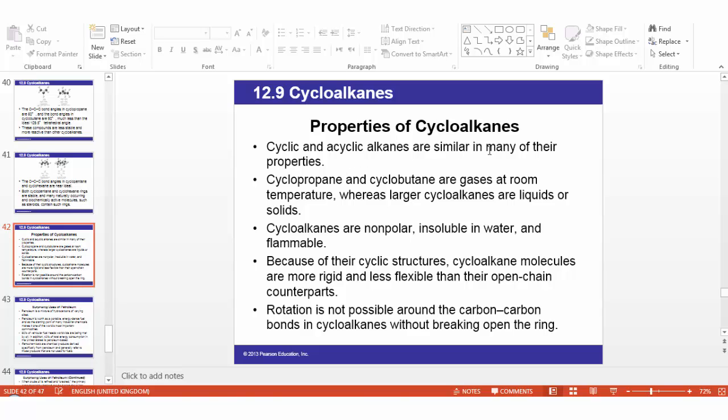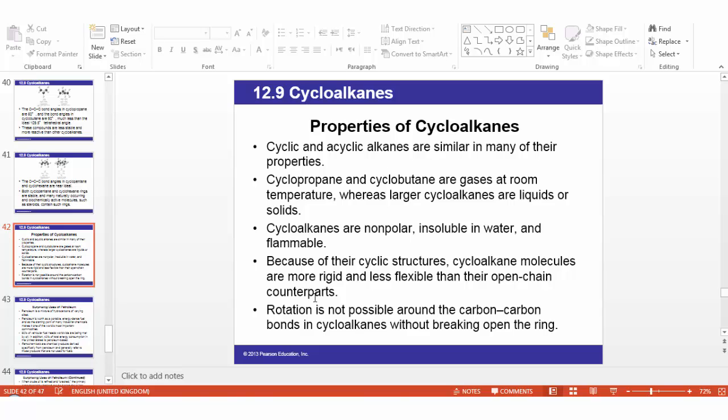What are the properties of cycloalkanes? Cyclic and acyclic alkanes are similar in many of their properties. Cyclopropane and cyclobutane are gases at room temperature, whereas larger cycloalkanes are liquids or solids. Cycloalkanes are nonpolar, insoluble in water, and flammable. Because of their cyclic structures, cycloalkane molecules are more rigid and less flexible than their open-chain counterparts.